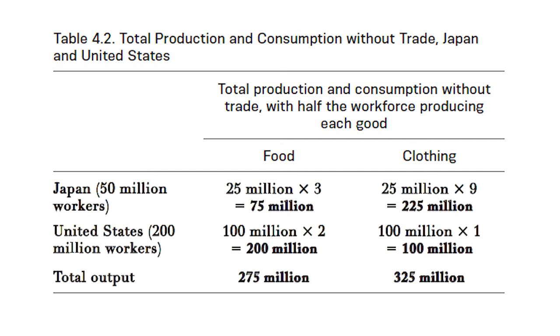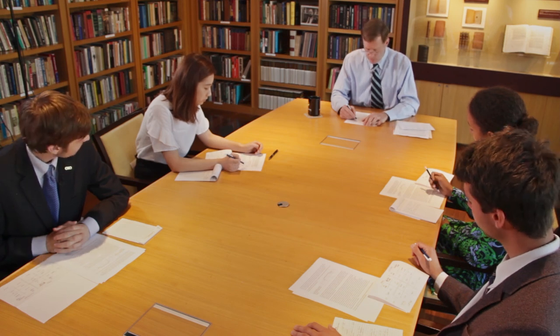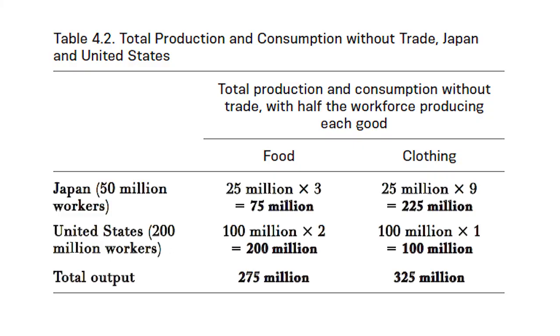Now for the United States, again, we're imagining no trade. They consume what they produce. The United States puts half its workforce on food, so how much do they produce? 200 million units of food. And how much clothing? 100 million units of clothing. So then add those up, okay? Let's get the total produced in this scenario with no trade. It's going to be a total of 275 food and 325 clothing. Is my arithmetic right? Okay, good.